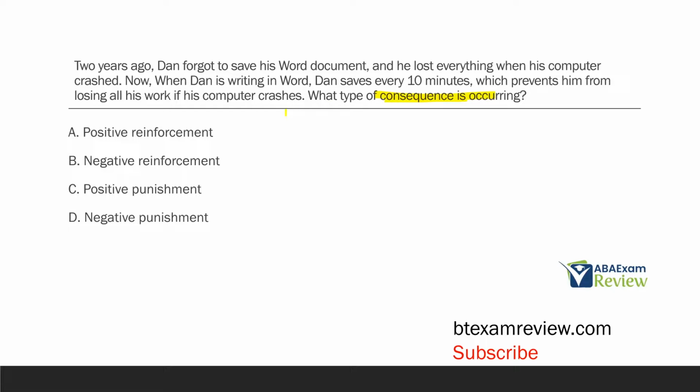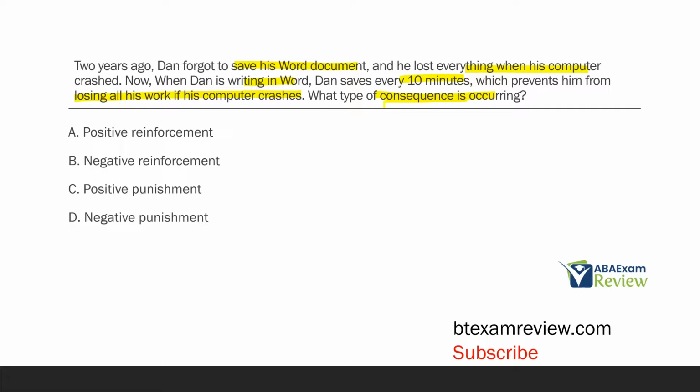So let's start by asking ourselves, how did Dan's behavior change? Well, we know 2 years ago, Dan forgot to save his document. He lost everything. Not good. Now, when he's writing in Word, he saves every 10 minutes. And now he doesn't lose all his work if his computer crashes. So he used to not save. Now he saves. His behavior has increased. His behavior has been reinforced.